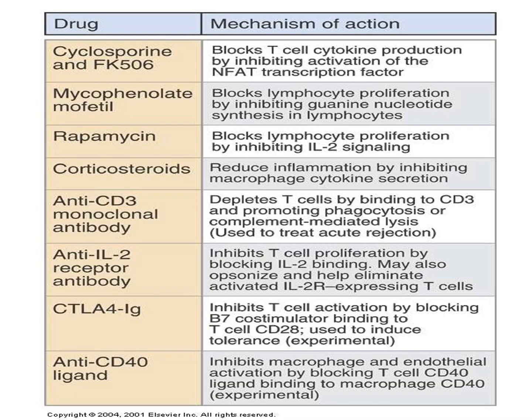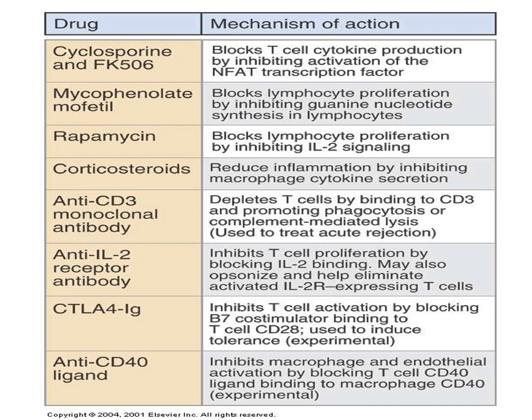As is visible, this slide shows several drugs and antibodies and how they act to suppress the immune system. Talking about the first one, cyclosporin and FK506: it basically blocks T cell cytokine production by inhibiting the activation of the transcription factor NFAT. Next, moving on to the second drug, mycophenolate mofetil. It acts by blocking lymphocyte proliferation, thereby inhibiting guanine nucleotide synthesis in the lymphocytes.